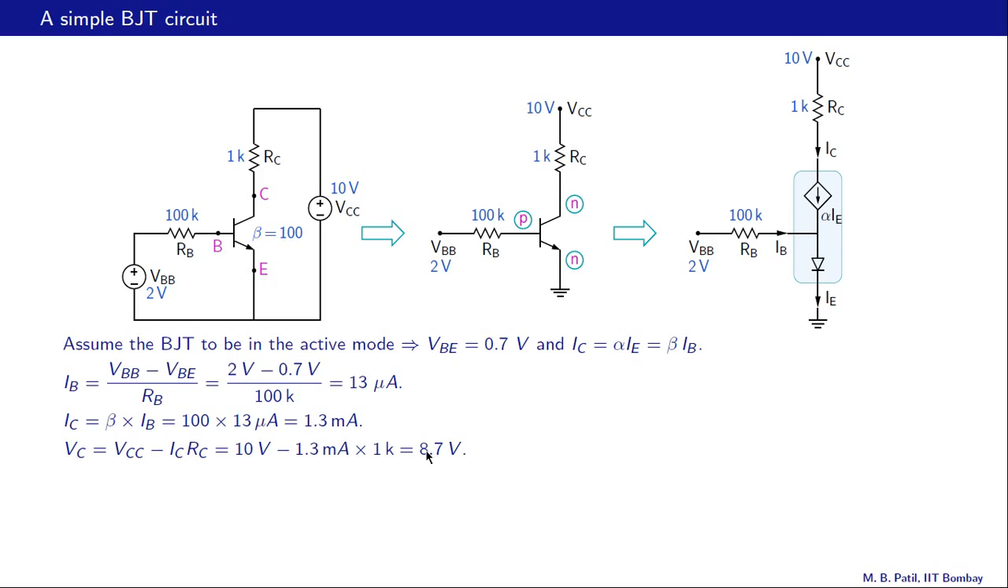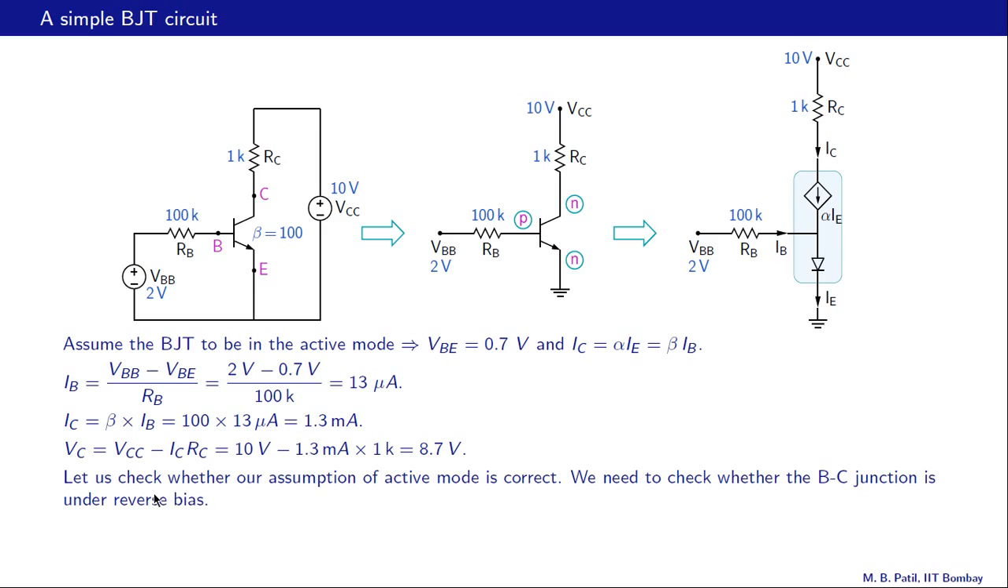So let's get the complete picture now. This is 2 volts. This voltage drop is 0.7 volts, but this is at 0, so this is at 0.7 volts, the base, and the collector is at 8.7 volts. So now we know the voltages at all terminals of the BJT.